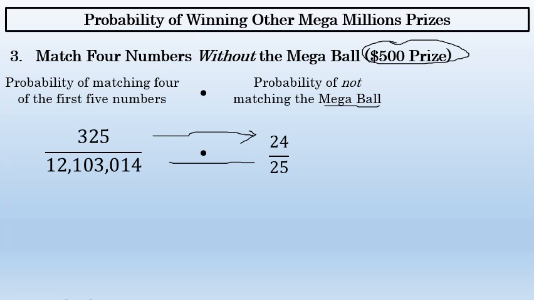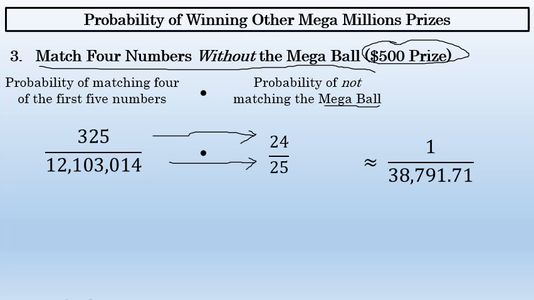When I take this product and reduce it so that there is a 1 in the numerator, I get 1 over 38,791.71. The probability of matching 4 numbers without the mega ball is 1 in 38,791.71, at least to the nearest hundredth. As a percent, this is 0.002578%, your percent chance of winning the $500 prize from matching 4 numbers without the mega ball.